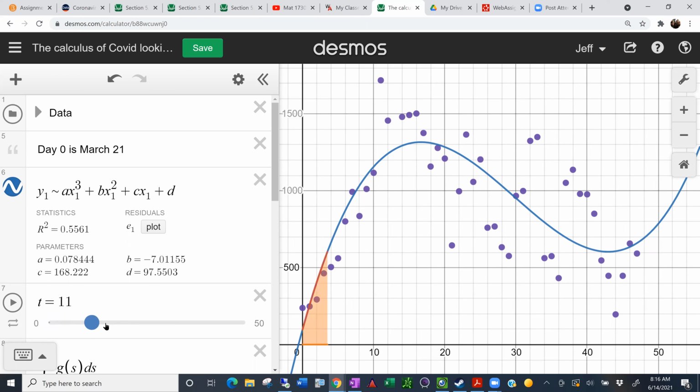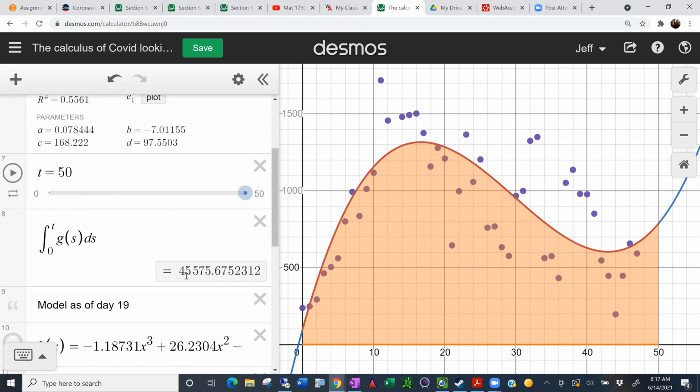So if we move this slider a little bit, you can see it tracing out the area. And underneath here, let me scroll down a bit. That's the total number of cases. Now, when I did this last year, I think this number was within a dozen or so of the actual total number of cases. So it's a really good approximation, even though this curve isn't really spot on with the number of new cases per day.